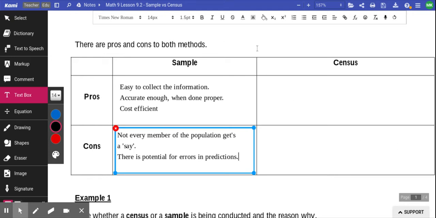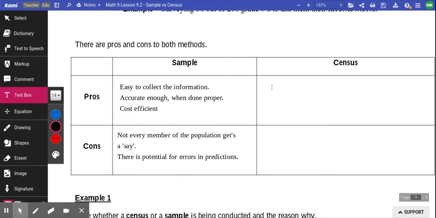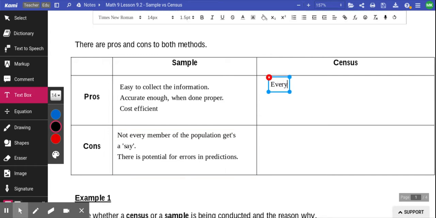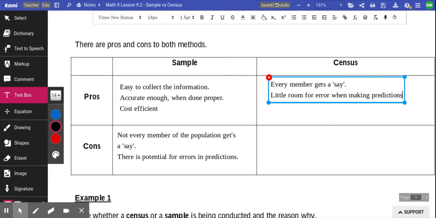Census. The biggest pro of a census is that everybody gets a say. Every member gets a say. All right, that's easily the biggest pro. If I want to know what grade 9s think about an option and I can ask every single grade 9, that is going to give me confidence in what you guys think is the best option. This means that there's little room for error when making predictions on the info.